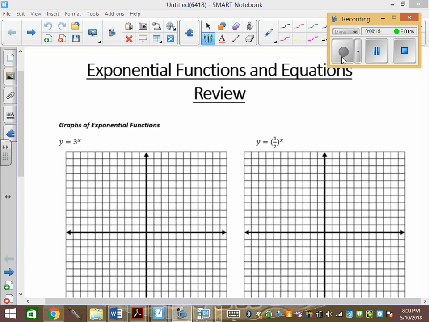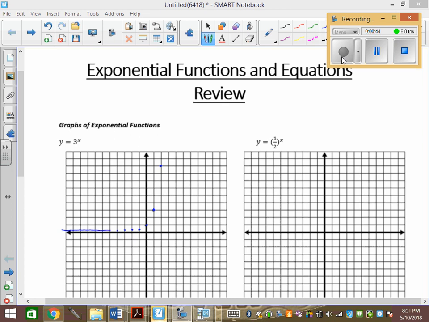If you go to -2, it's 0.1111, because it would be 1 over 9. If you plug in -1, you get a third, so 0.333. At 0, you get 1. At 1, you get 3. At 2, you get 9. And these ones are just getting closer and closer to 0, but not touching it.